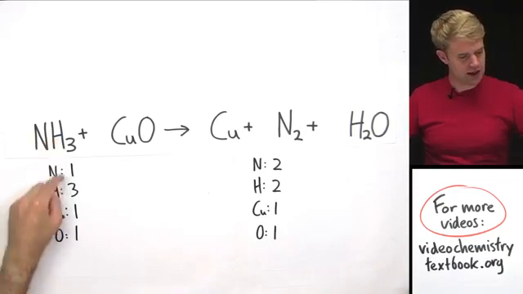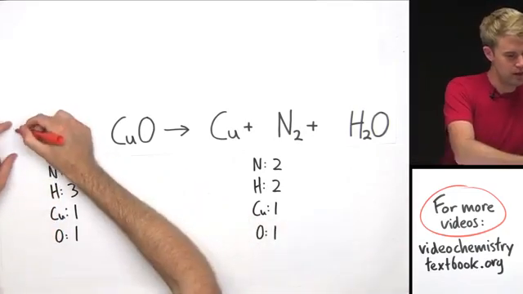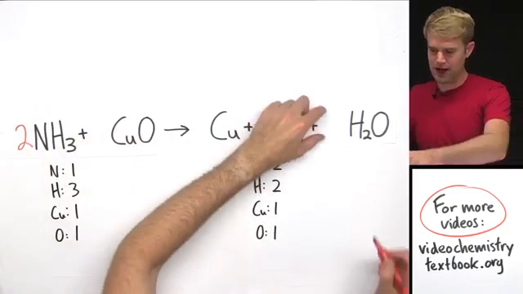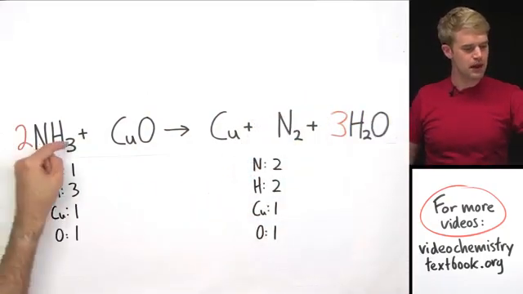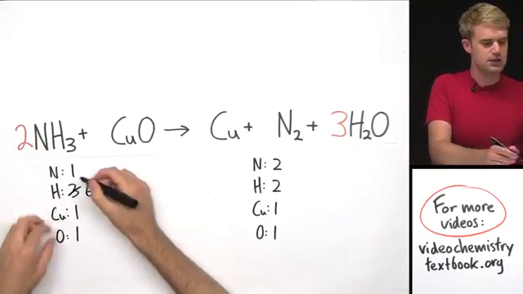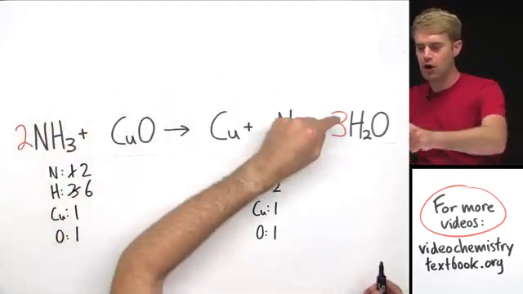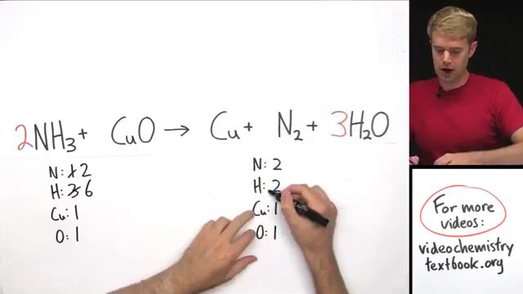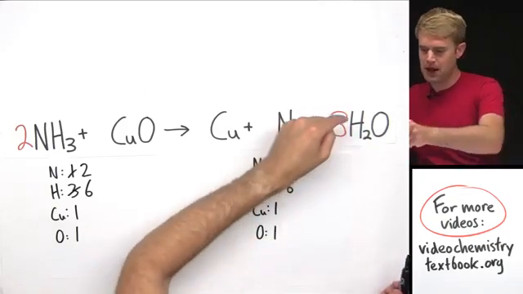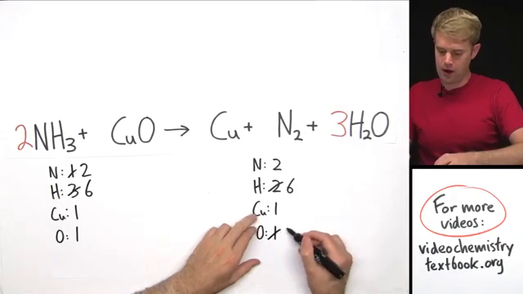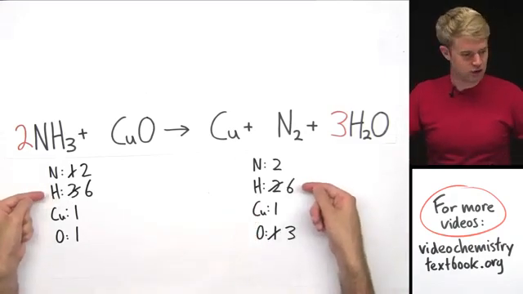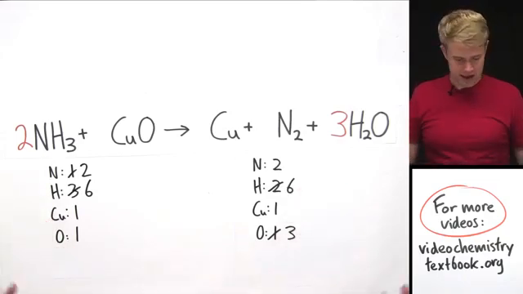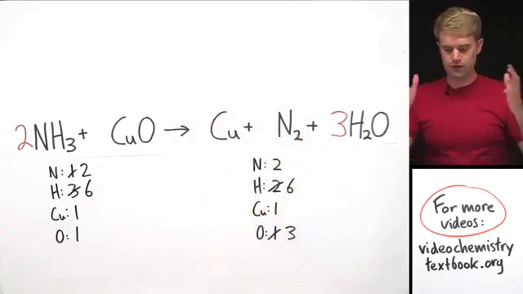So the hydrogens are here. I'm going to multiply this by 2, and then I'm going to multiply this by 3. Okay, what that's going to do is it's going to give me 2 times 3, 6 hydrogens. It's also going to give me 2 nitrogens. And then over here, it's going to give me 3 times 2 hydrogens, which is 6. And then 3 times 1, which is 3 oxygens. Okay, so now I've got my hydrogens balanced. The next thing that I can do is leaving copper and nitrogen for later.